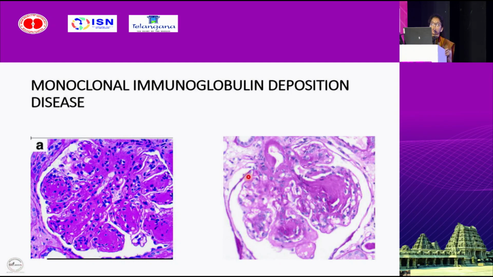So look at this glomerulus, this was showing the nodules, and these nodules are also PAS positive in MIDD, but these are not uniform in size, they are asymmetrical, whereas these are uniform in size, PAS positive.